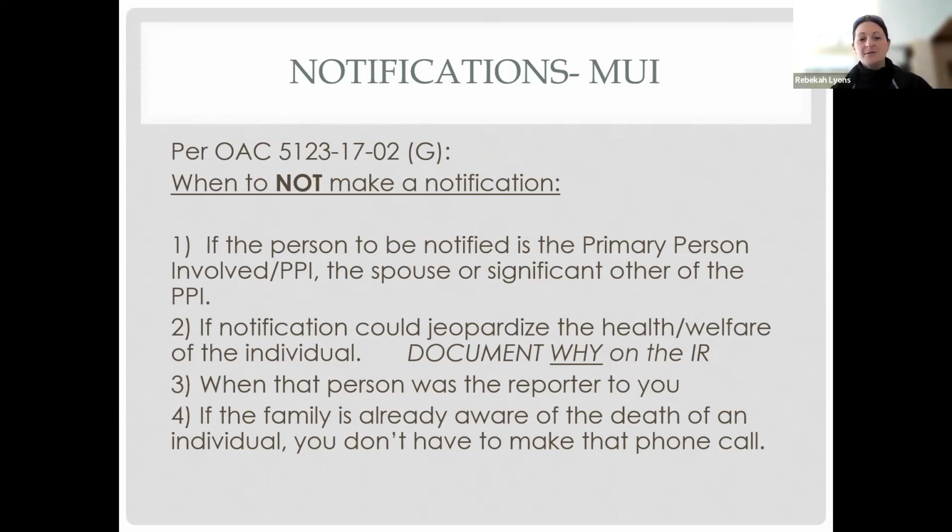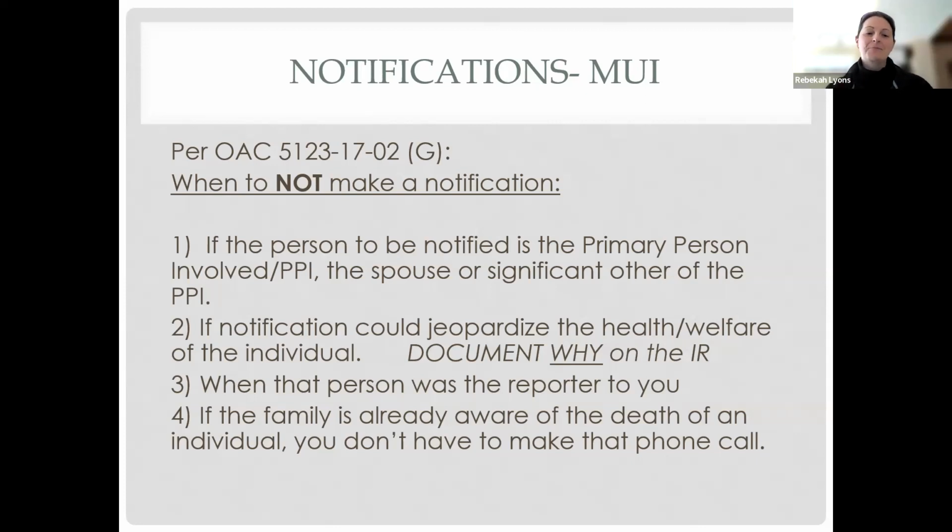The rule does specify sometimes when we don't need to make a notification. These are exceptions, not the rule. But if, let's say, you have a guardian who's accused of misappropriation, obviously you want to bypass notifying the guardian of this allegation. We don't want them to be given an opportunity to cover up or handle that in a way that would impede our investigation. So we're not going to notify them or their spouse or significant other if they are a required person that we're supposed to notify.